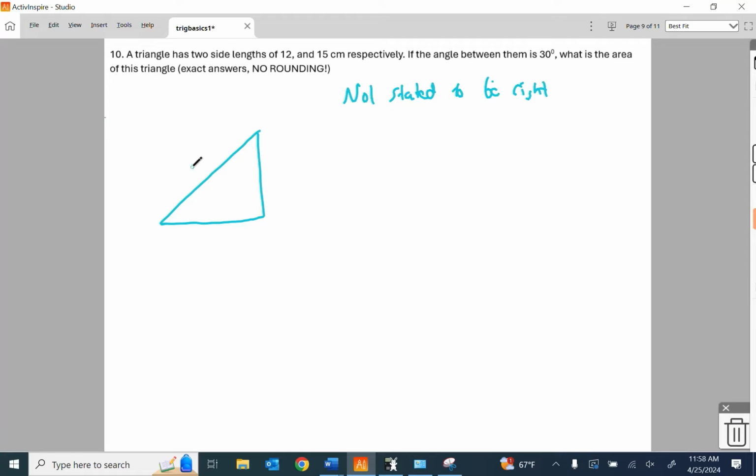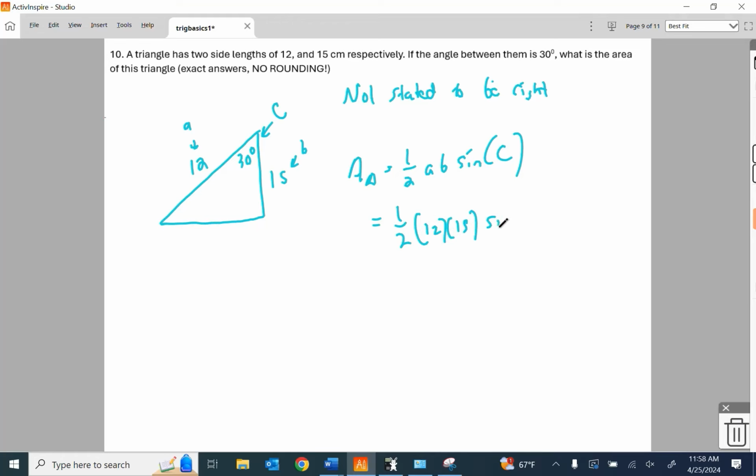About the only way you can do this is if you put 30 degrees in a random spot. That's about the only way you can do it. Now, by now, I have told you a formula. It says the area of a triangle is 1/2 ab sine of C. So here's a side A, here's a side B, and C is the included angle. So this guy would be 1/2 of A, which is 12, times the 15, times the sine of 30 degrees.